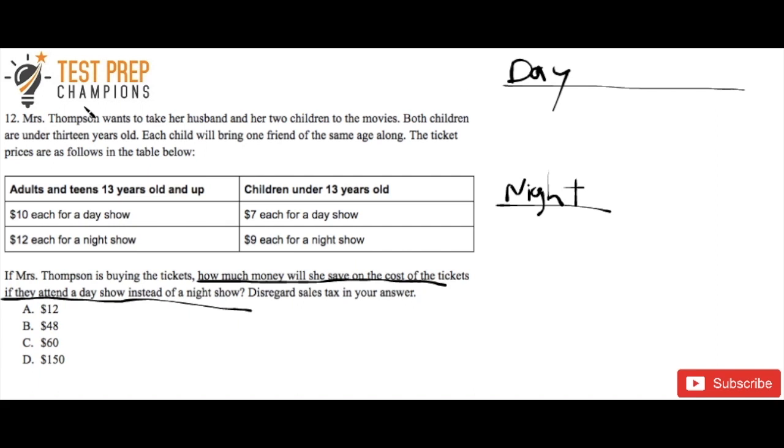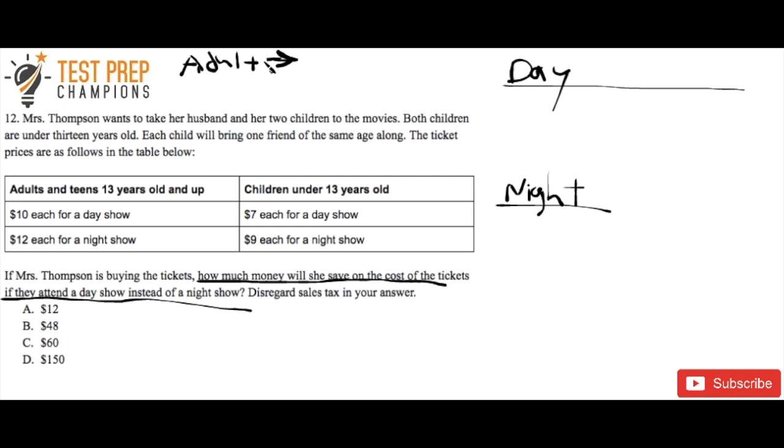So we've got Mrs. Thompson wants to take her husband and her 2 children to the movies. Both children are under 13, each child is going to bring one friend along of the same age. So how many adults do we have here? So the adults here are going to be 2, right? Because we've got Mrs. Thompson and her husband. So let me make a note that we've got 2 adults here.